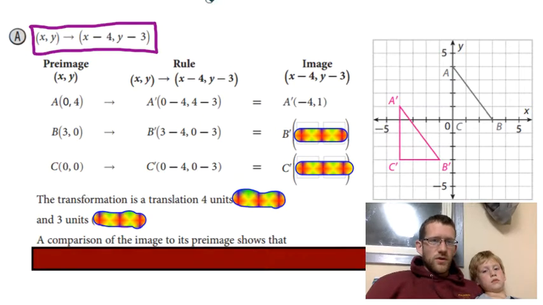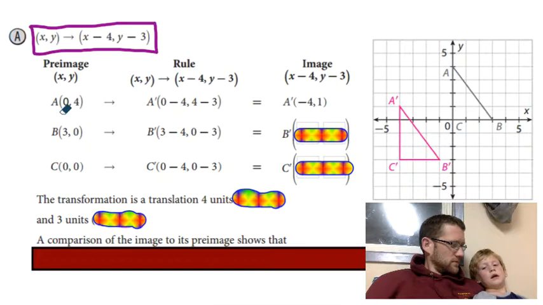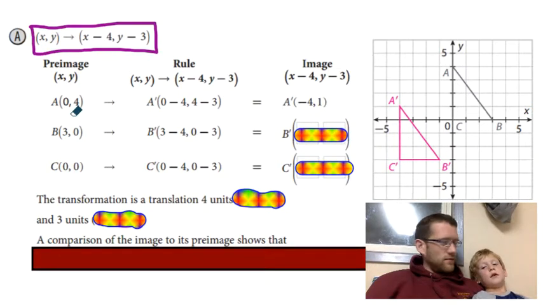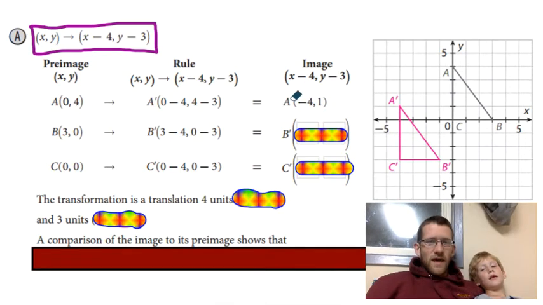So Will, can you tell me what 0 minus 4 is? -4. -4, good job. What's 4 minus 3? 1. Yeah, just 1. So A, which starts at point 0, 4, becomes A prime at the point -4, 1. So that's over here. We're going to come down 3 and over 4 to right there.